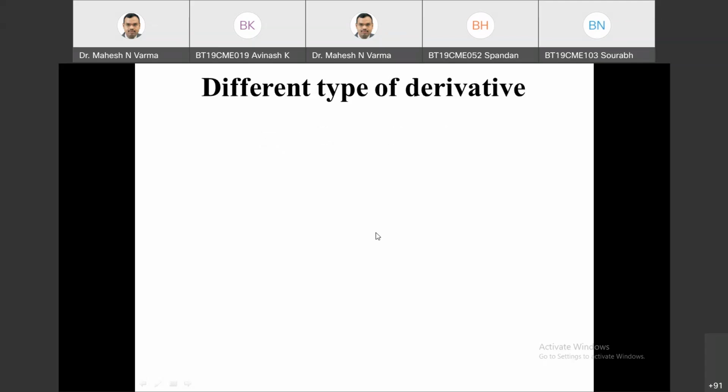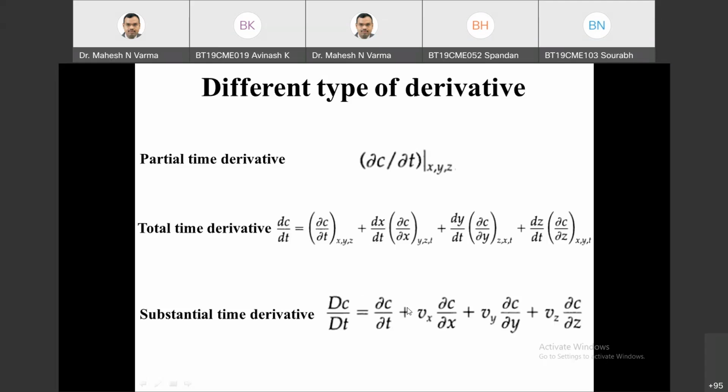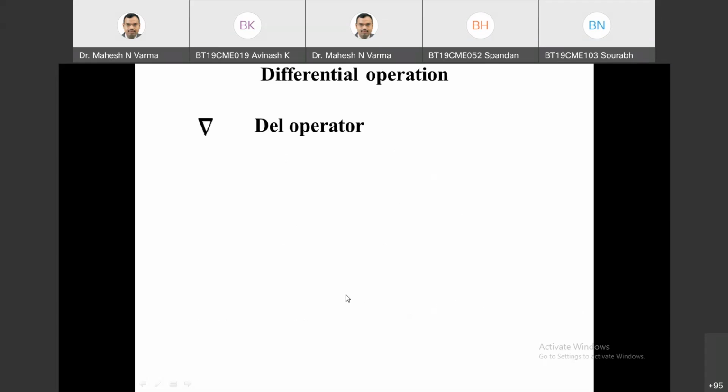Different types of derivatives and some mathematical input needed for this discussion of equation of continuity and equation of change. So partial time derivative is when it is constant with location x, y, z. Here velocity is governed by some other external agency. That time it is called a total time derivative, and this is the velocity of the system itself. Whatever the system is moving with velocity, then it will be a substantial time derivative.